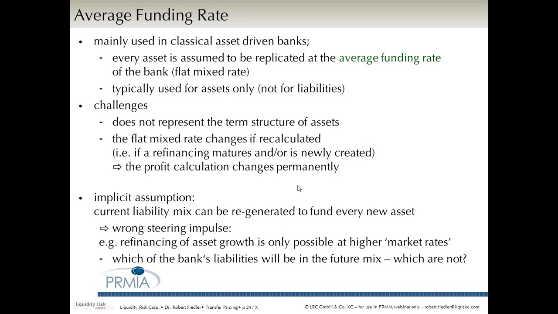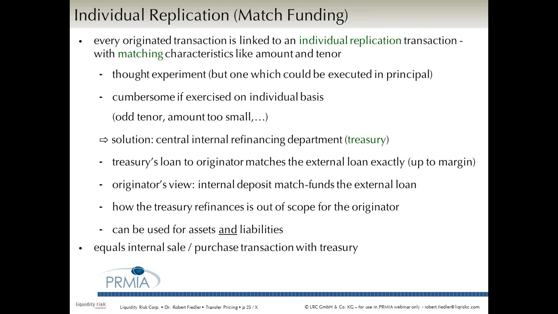Okay, that's this part. The other part is the individual replication or match funding, where every originated transaction is linked to an individual replication transaction. Of course, the characteristics should match, amount and tenor. This is a thought experiment, but it could be executed in principle, in reality. However, it would be cumbersome if the bank would do that on an individual basis, because then it would have to deal with a long list of small amounts and odd tenors and so on and so forth.